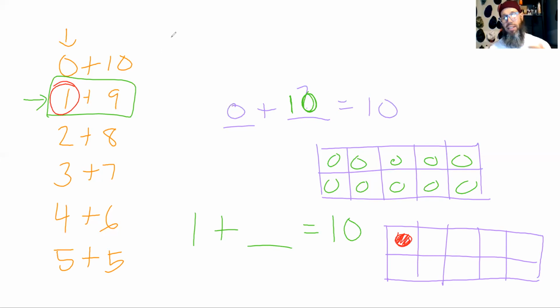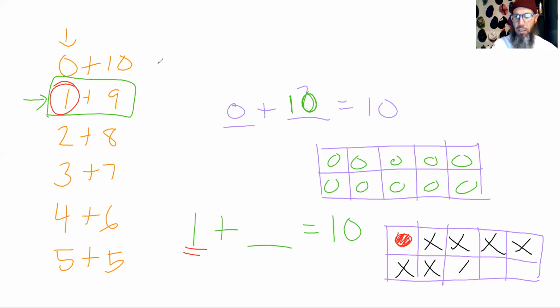Another technique, like I said, you could use circles, but another technique I really like is to use circles for what I have, and then X's to help me think about what I need. So let's see, I need 1, 2, 3, 4, 5, 6, 7, 8, and 9. So I'll need 9 more. This is really the concept of how we make 10.